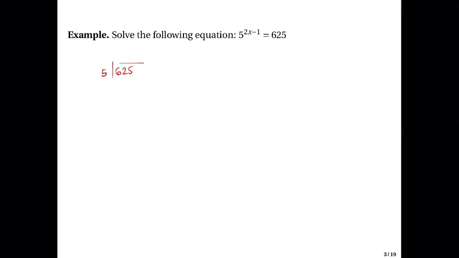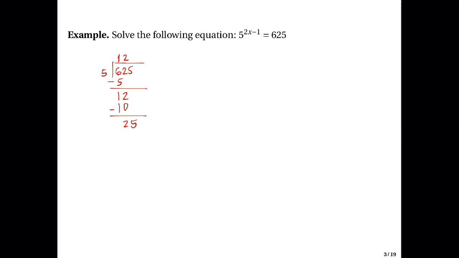So in here, 6 divided by 5, that's 1. And then 1 times 5, that's 5. And then 6 minus 5, that's 1. Bring down 2, okay? And then you have 12 divided by 5, that's 2. 2 times 5, that's 10. 12 minus 10, that's 2. And then you bring down 5.